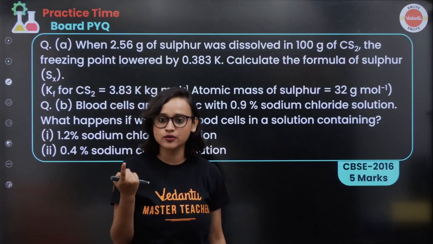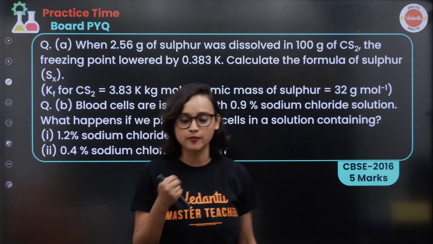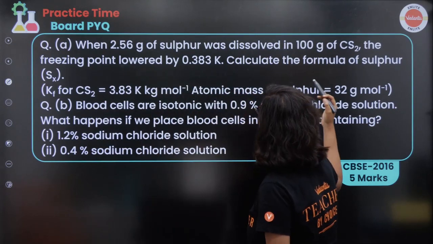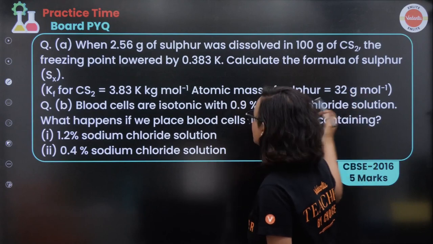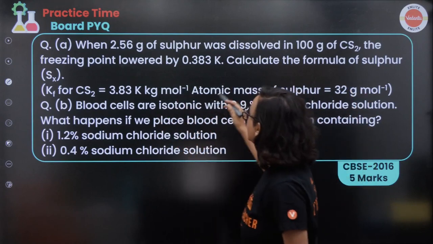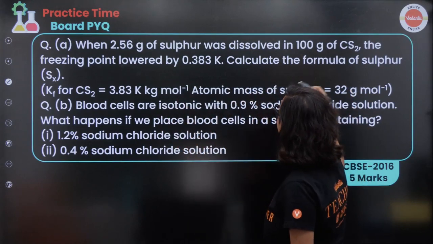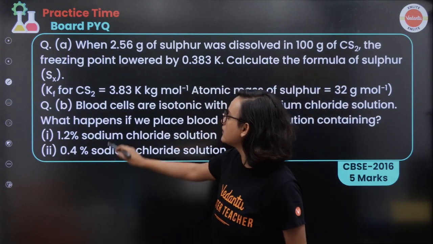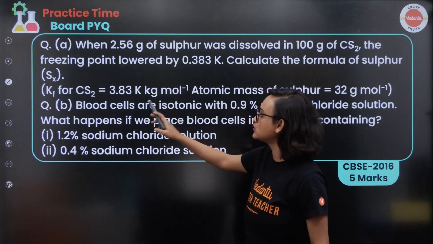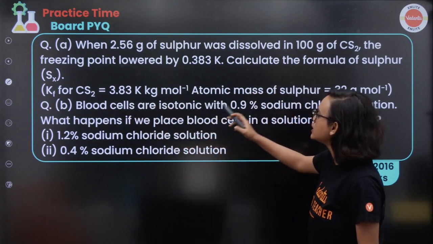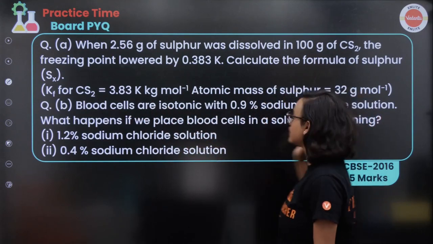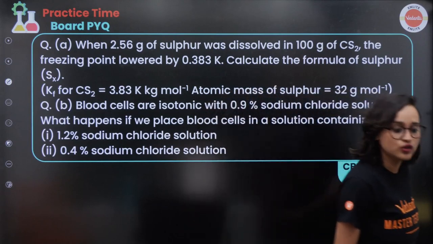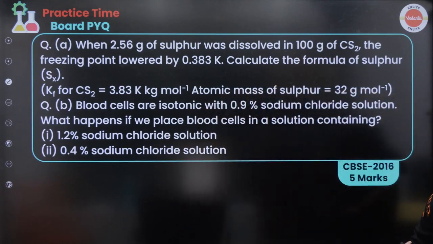Let's take a look at the next question. There are so many questions now. When 2.56 gram of sulfur was dissolved in 100 gram of CS2, the freezing point lowered by 0.383 Kelvin. Calculate the formula of sulfur. You are given the KF value already for CS2, that is 3.83 Kelvin kg per mole. The atomic mass of sulfur, 32 gram per mole, is also given to you.